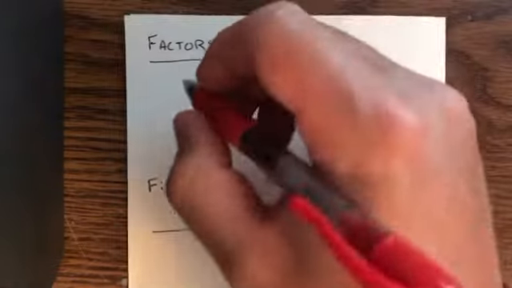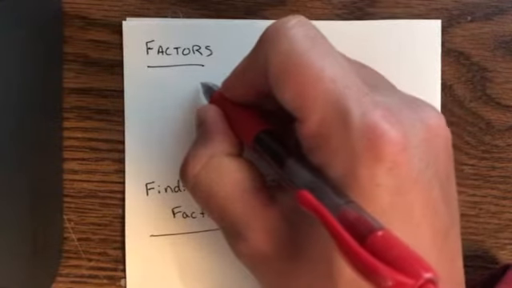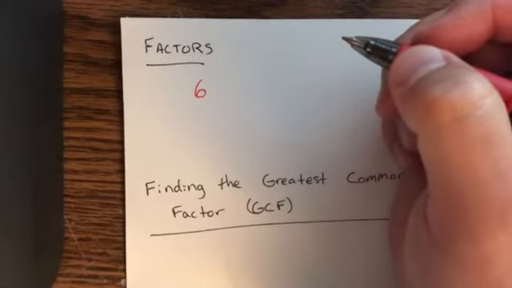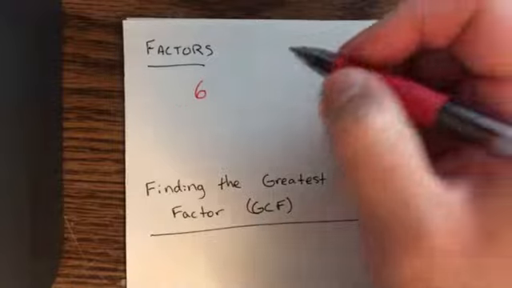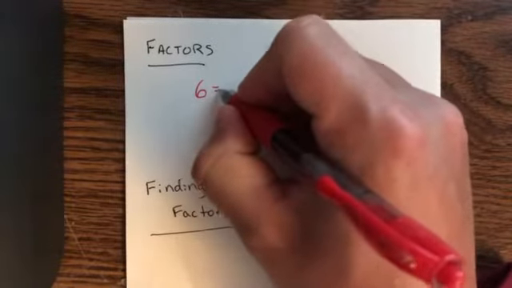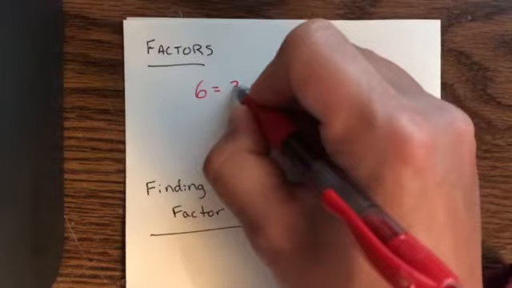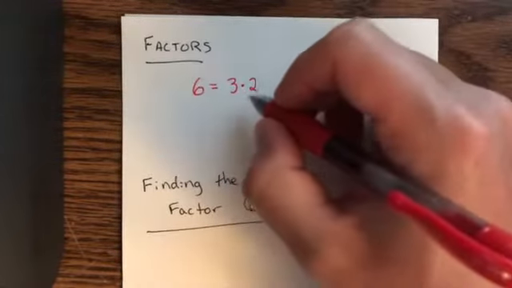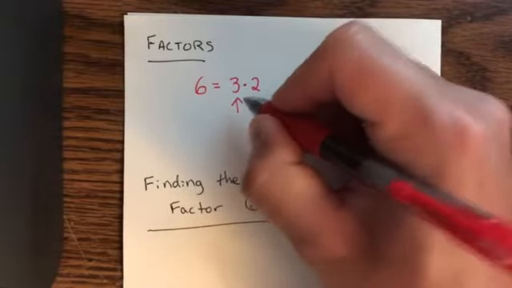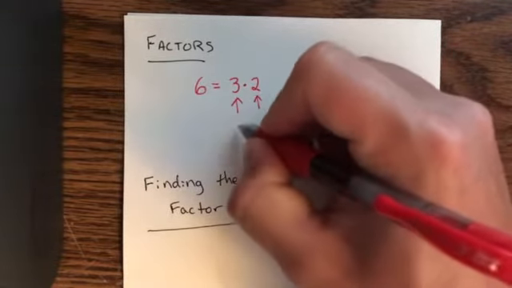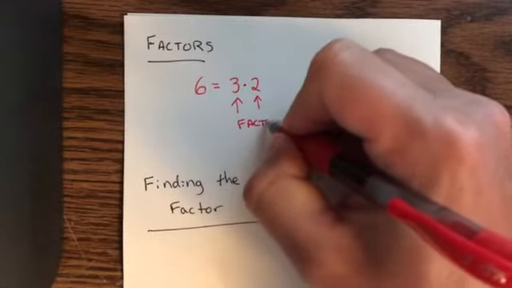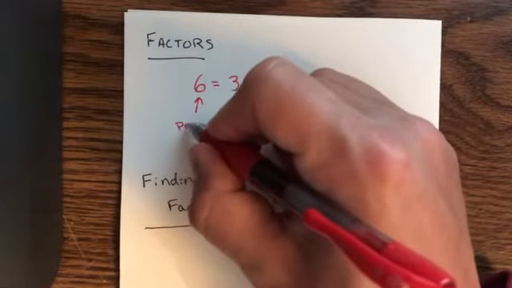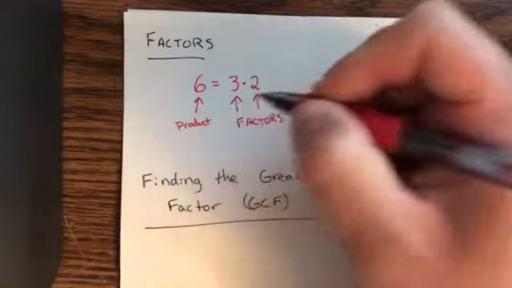So the main couple of things you need to know here are a number like 6. If I ask you about the factors of 6, those are the numbers that multiply together to get 6. So I could say that the number 6 is equal to 3 times 2, or I could have said 1 times 6, but 3 times 2. We call both of these numbers factors: 3 is a factor and 2 is a factor. And then 6 is called a product. It's the answer when you multiply.